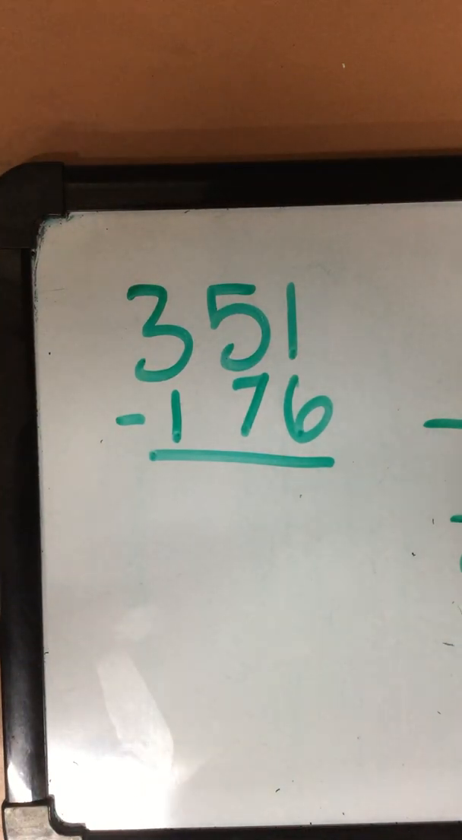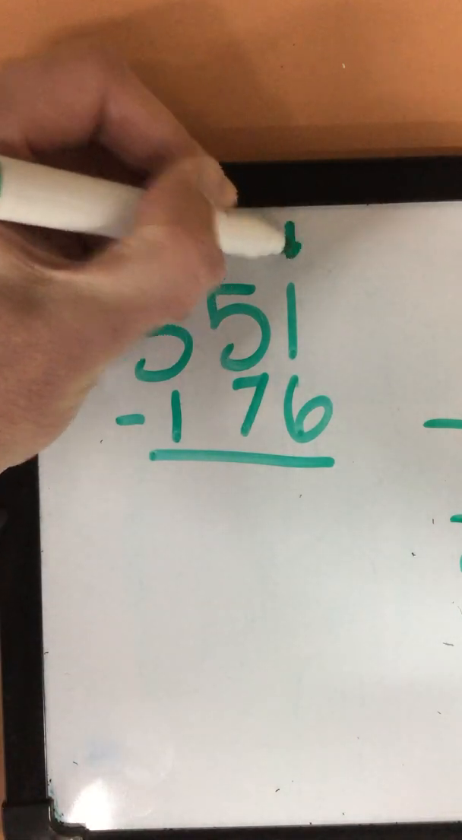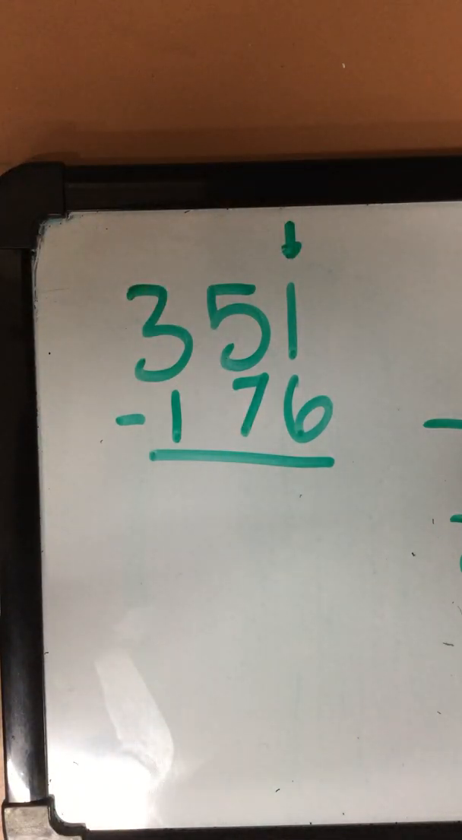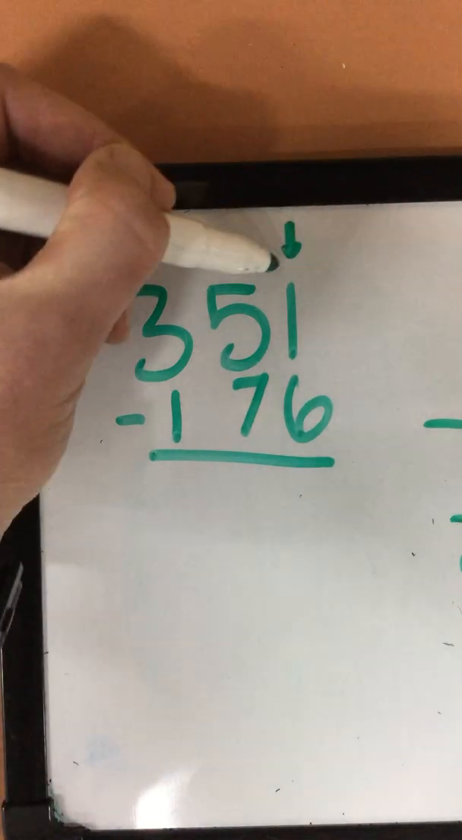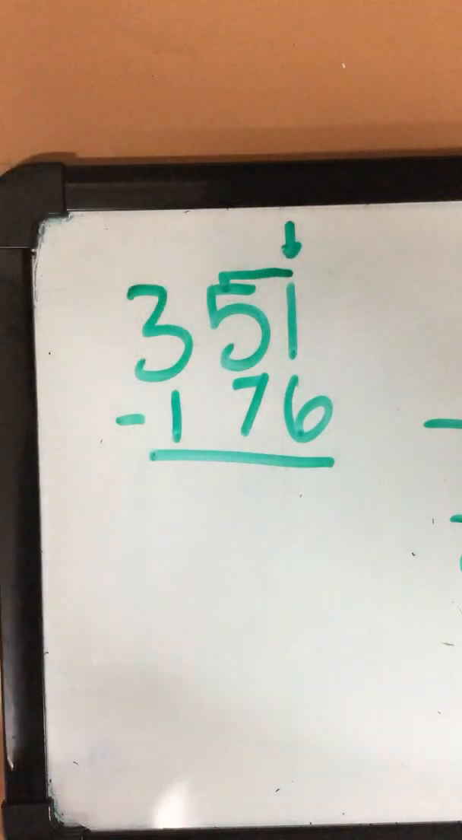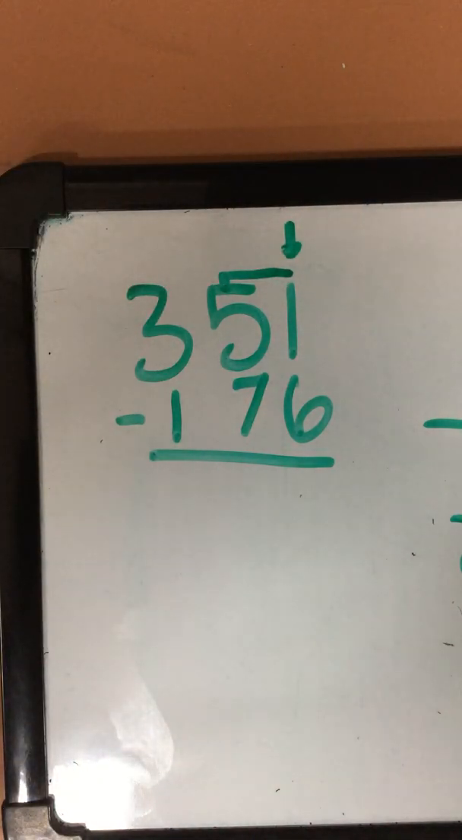351, subtract 176. Starting here, I ask myself the question, can I start with 1 and take away 6? Is the top number larger? And the answer is no, it's not larger, it's smaller. So I have to borrow. So I just come across 1 and I ask myself, can I borrow from here? Is the top number larger than the bottom number? Is 5 larger than 7? Can I borrow from there? The answer is no.